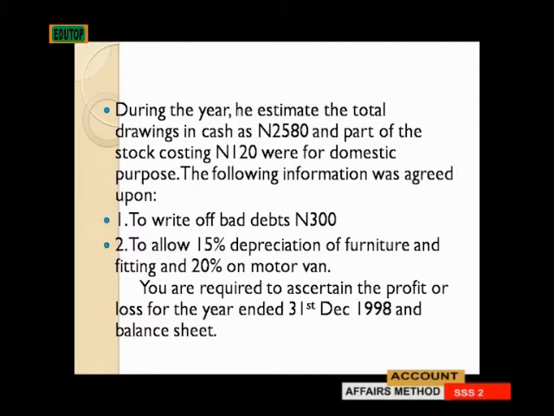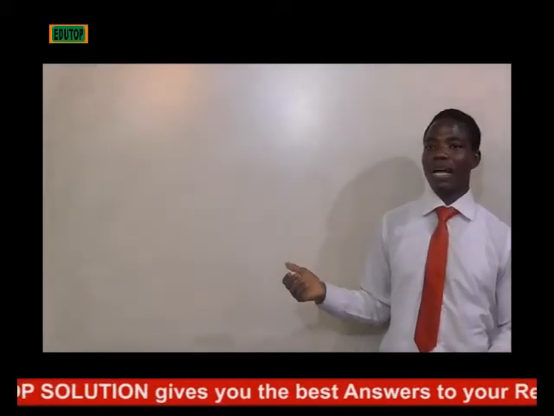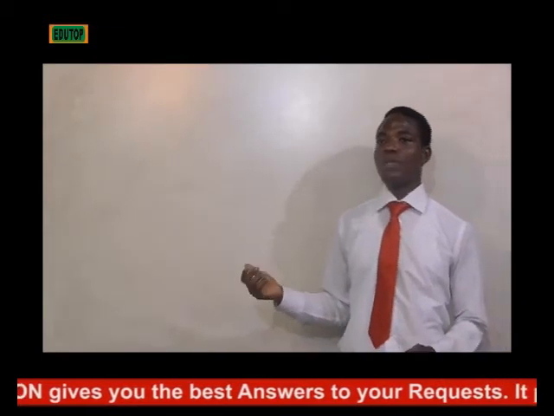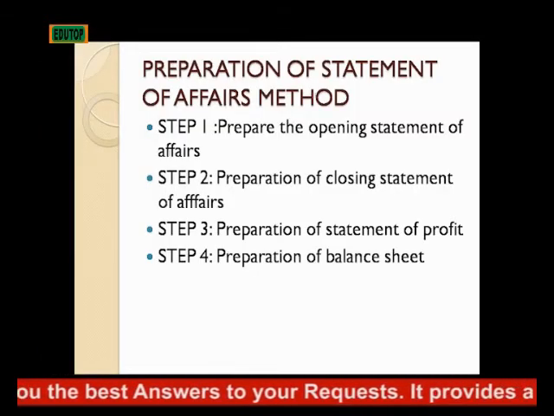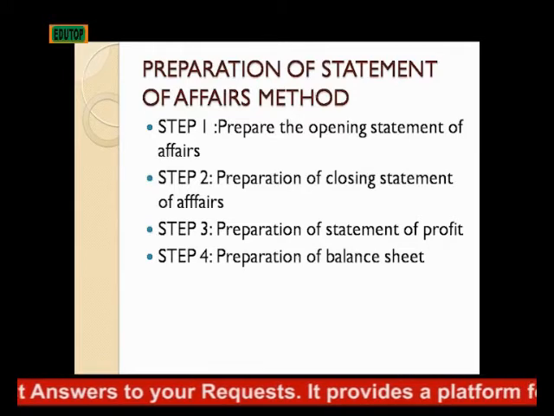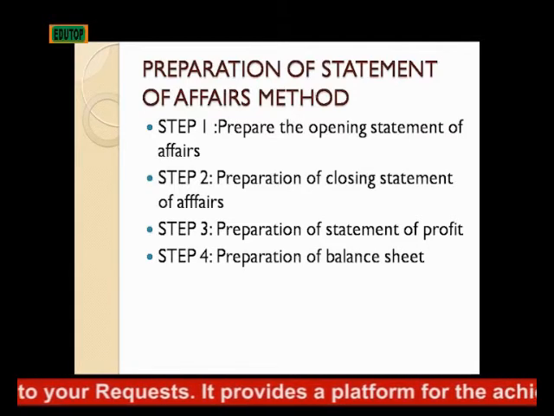you will discover that we are not given purchases, we are not given sales, you are not given any expenses at all, and they want you to ascertain the profit and loss. How do you go about it? The steps I gave you the other time are these: prepare opening statement of affairs, prepare closing statement of affairs, prepare the statement of profit, and at the end of the day, we prepare the balance sheet.